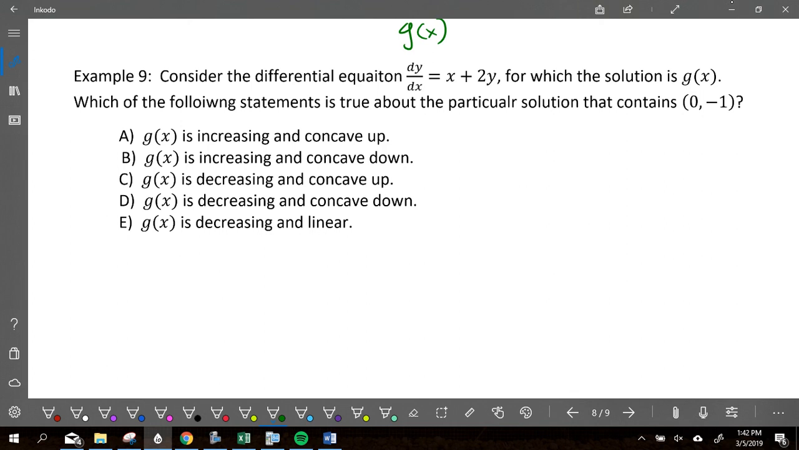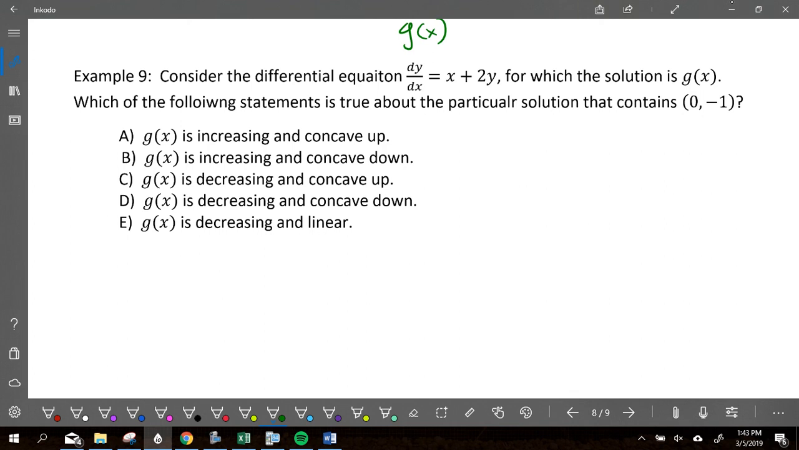So look at your multiple choice answers. They're asking basically two questions. Is it increasing or decreasing? Is it concave up or concave down? About g of x. If I want to talk about g of x, what do I need to describe about g of x to decide whether it's increasing or decreasing? Is it positive or negative? What is positive or negative? G prime. What's g prime the same as? dy over dx. The slope.